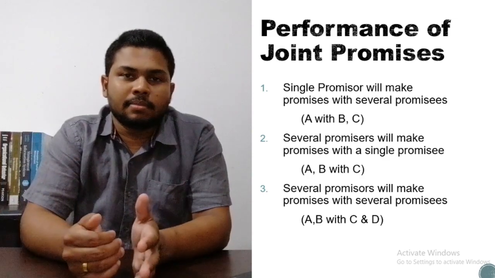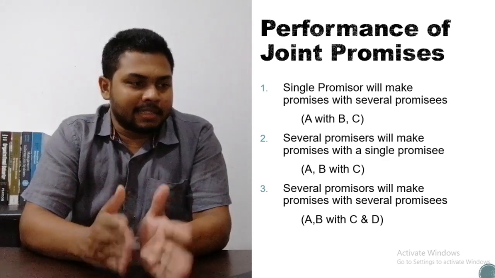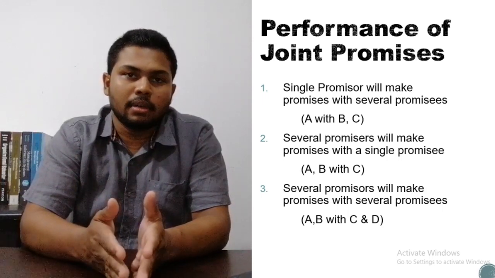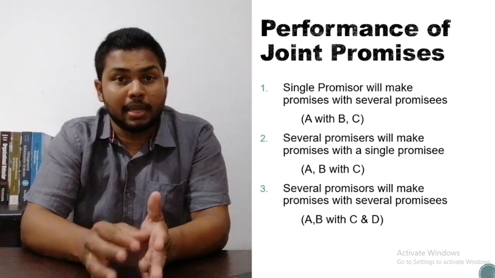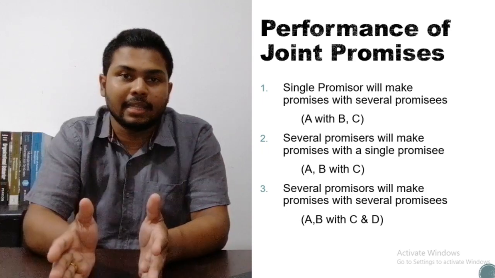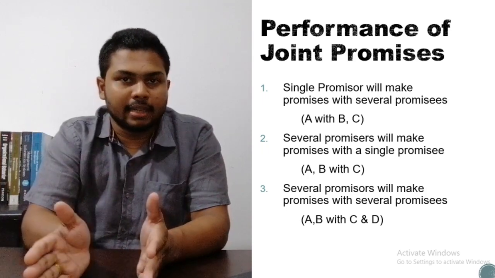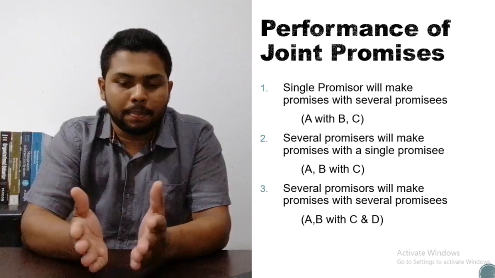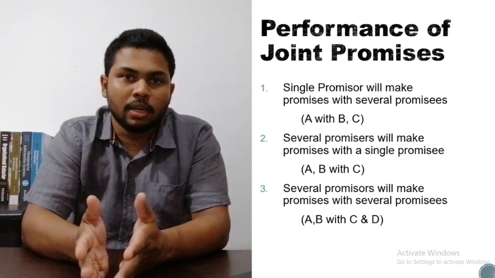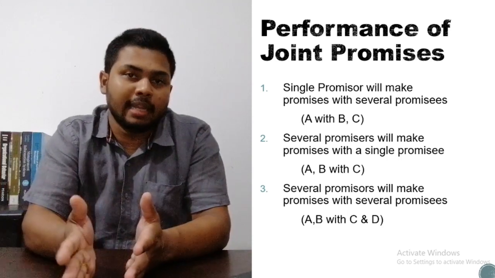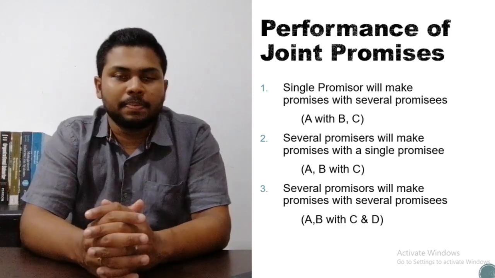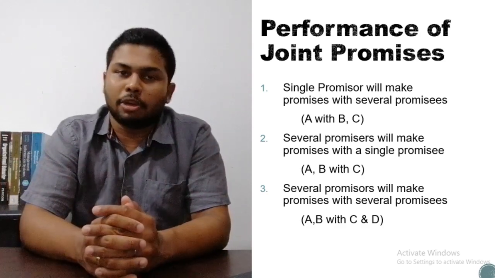Then the third case. Several promisers make promises to several promisees. Let's add D as well. A, B, C and D are there. So A and B are promisers, who promise to perform some work to the promisees, C and D. There are three types altogether of performance by the joint promisers.